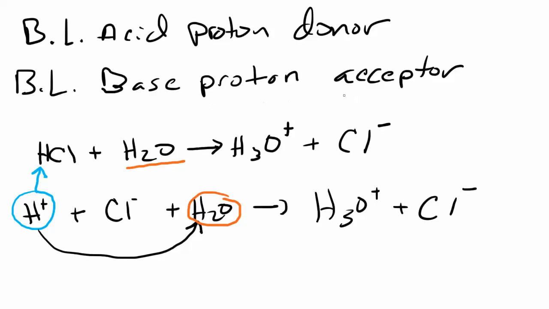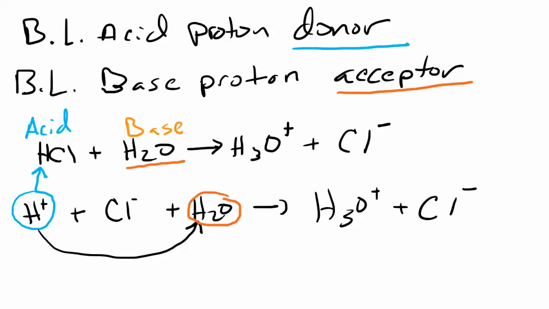So the water is accepting the proton, and the hydrogen chloride is donating the proton. So that means that the hydrogen chloride is the Bronsted-Lowry acid, and that the water is the Bronsted-Lowry base. And that's basically how that works.